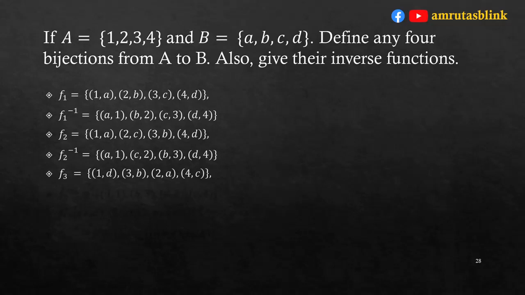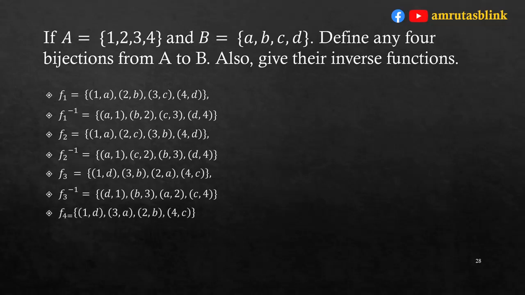f3 can be {(1, d), (3, b), (2, a), (4, c)} and f3 inverse will be {(d, 1), (b, 3), (a, 2), (c, 4)}. f4 is {(1, d), (3, a), (2, b), (4, c)} and f4 inverse is {(d, 1), (a, 3), (b, 2), (c, 4)}. Basically you just have to take care while defining the functions f1, f2, f3 and f4 that all these 4 functions have to be one-one and onto. Then only you can find out the inverse.